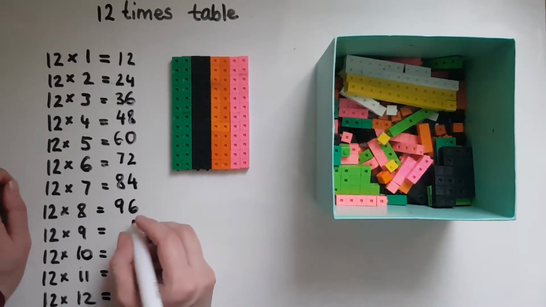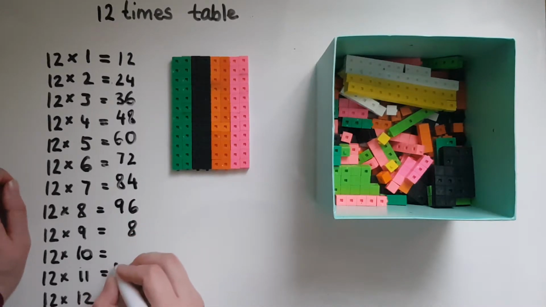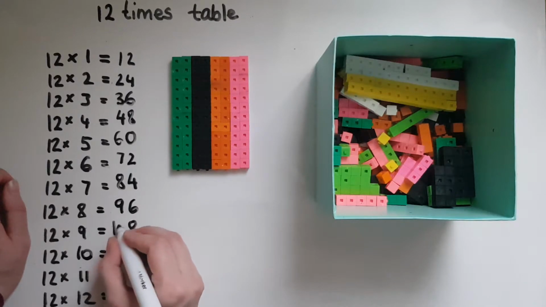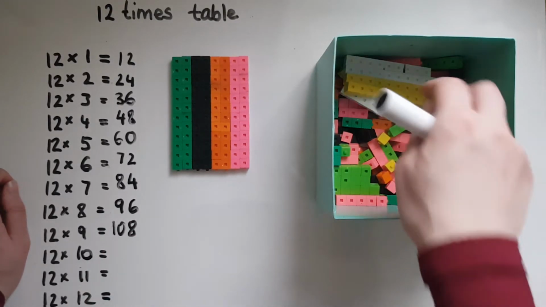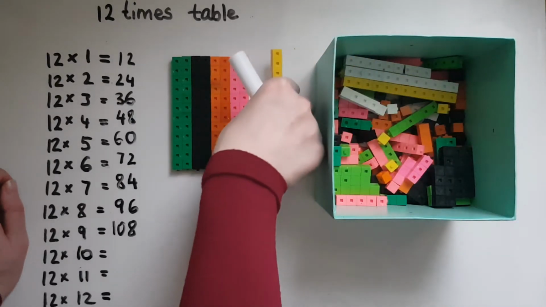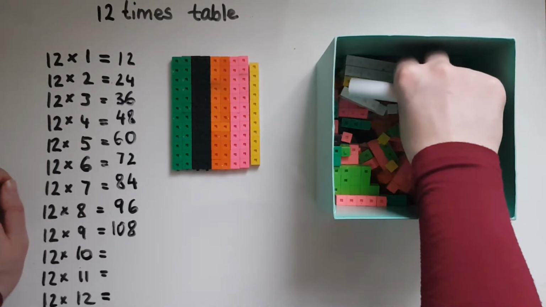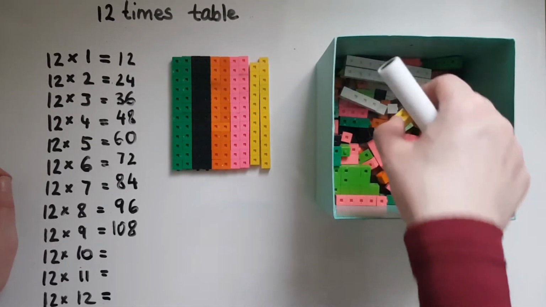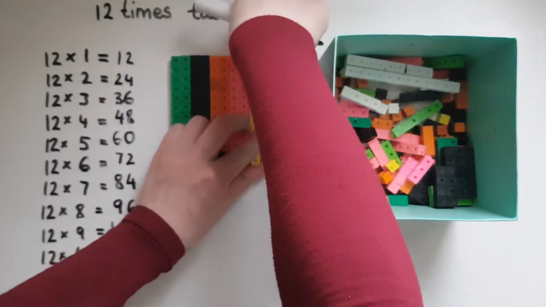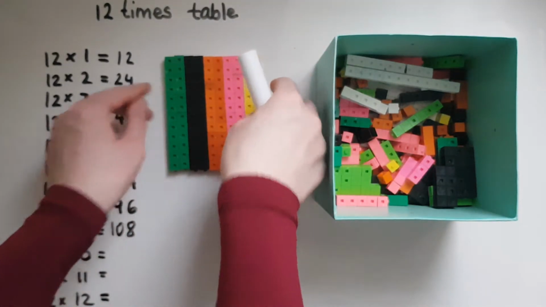12 times 9, we can have an 8 over here. And we add in 1, so it's 108. And going to 12 times 10, we can follow the pattern as before.